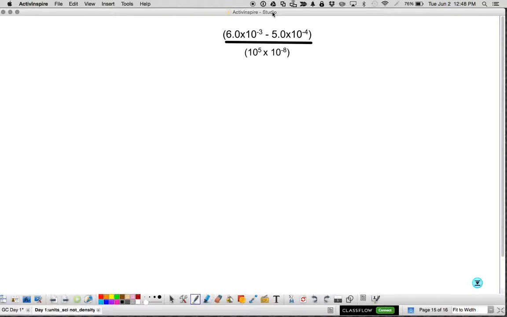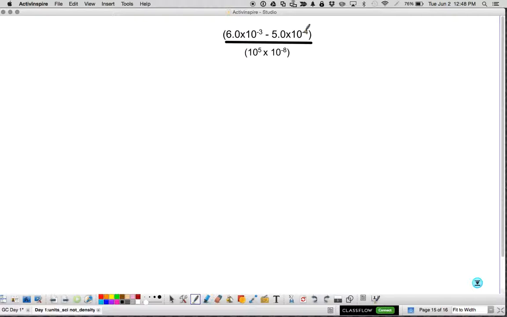All right, now here's a fun problem. So this one's got all kinds of stuff going for it. So we're going to need to do a little order of operations, okay? So I'm going to start with the things in the parentheses. And what I'm really going to do is just simplify this whole problem. Okay? So I'm going to do the math in the parentheses first.